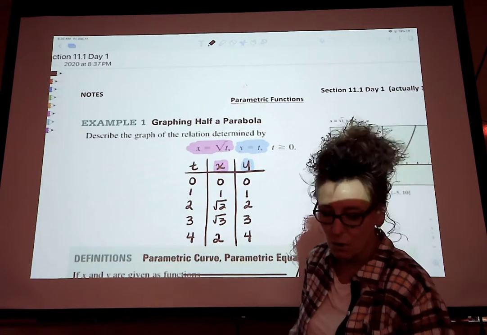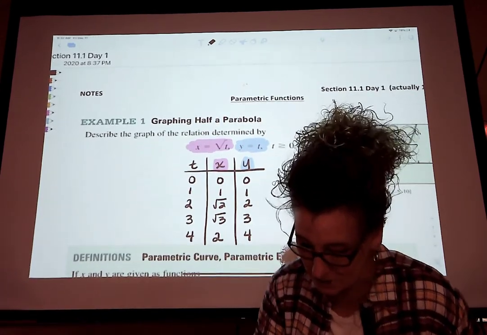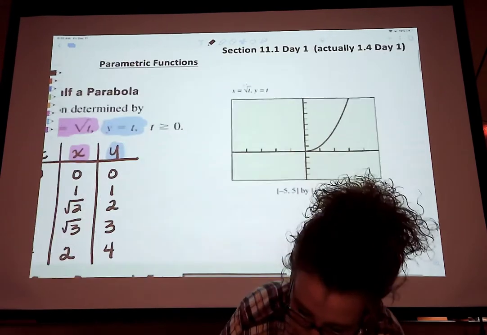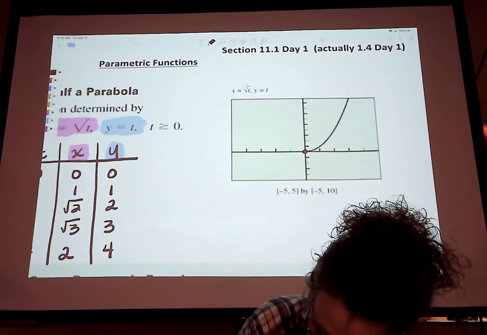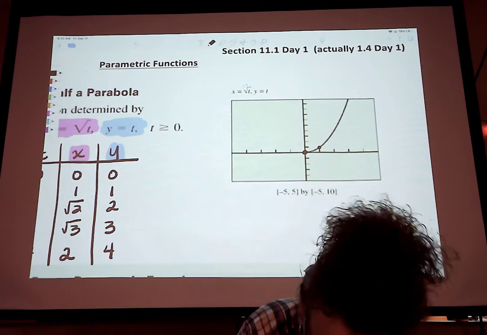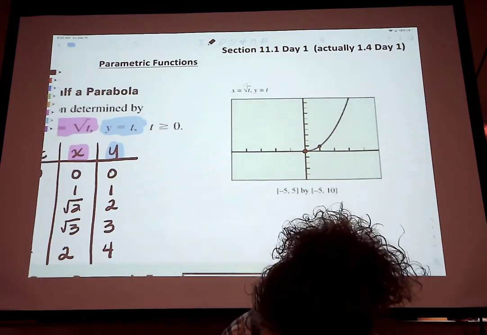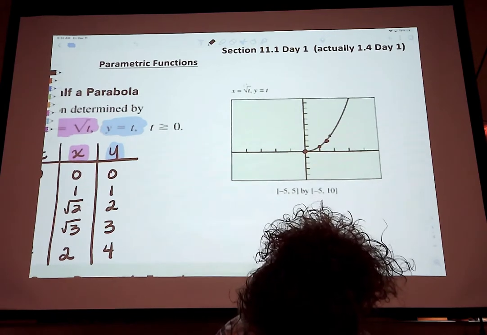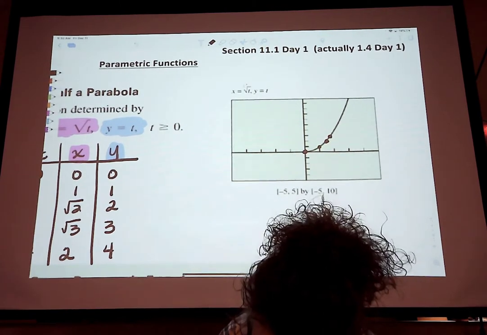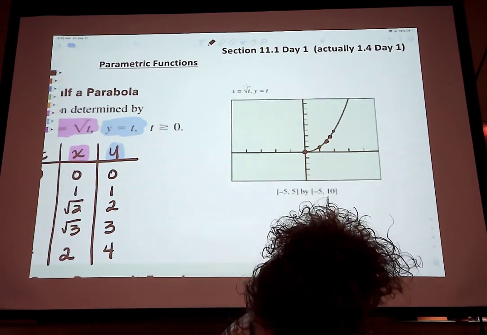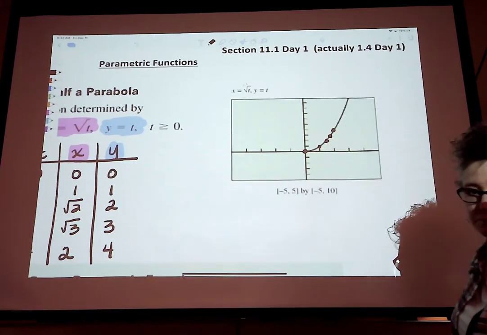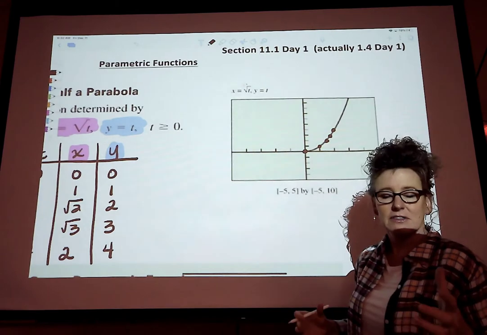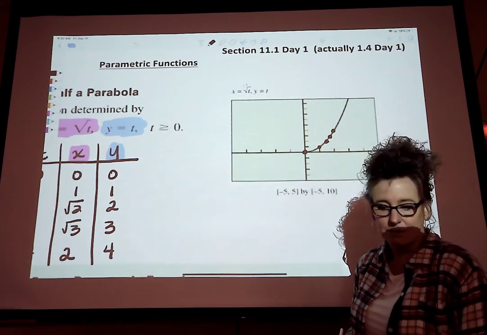All right, so what I get if I graph these as ordered pairs, I've got the point 0, 0, 1, 1, radical 2, 2, radical 3, 3, 2, 4. And you can see that this kind of looks like half of a parabola.